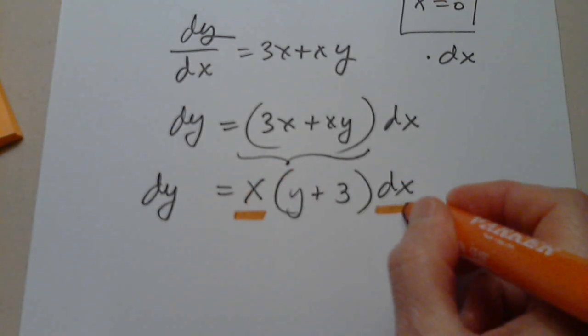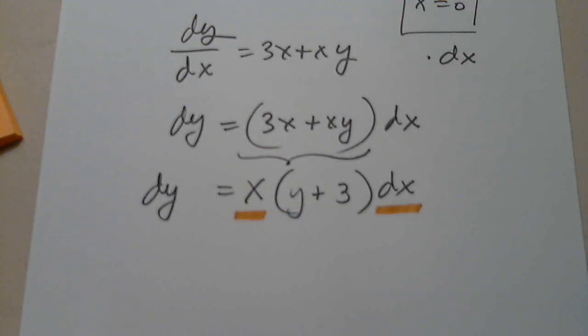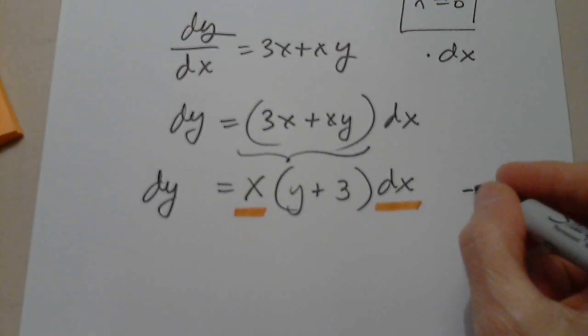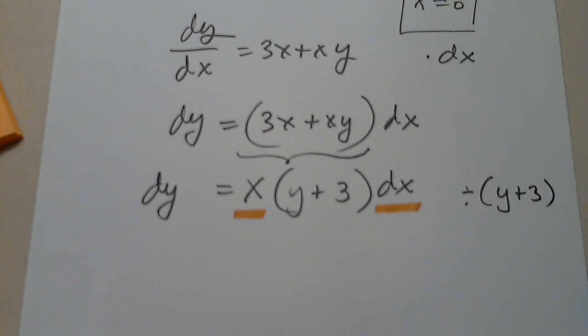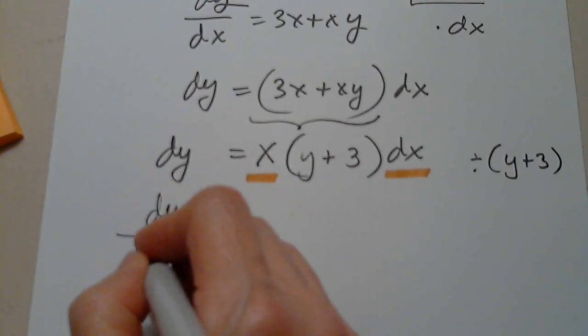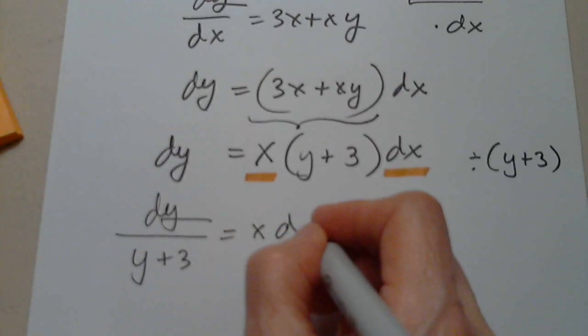I am happy with x. I am happy with dx, but I am not happy with y plus 3 because that's not where it should be. y plus 3 has to go. What do I do so that y plus 3 goes away? Divide. Exactly. I divide by y plus 3. So dy over y plus 3 equals x dx.